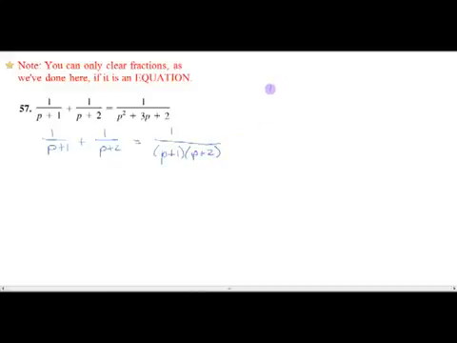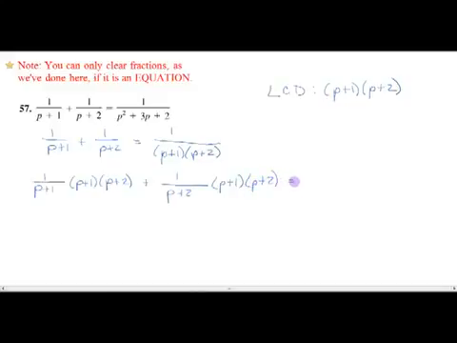It's plain to see here that the LCD will be p plus 1, p plus 2. Now I'm going to multiply each of those fractions by p plus 1, p plus 2. Let's get ready to cancel now. I'm able to cancel my p plus 1 over here, my p plus 2 here, and both p plus 1 and p plus 2 in the last fraction. Now I'll have just a p plus 2 here plus a p plus 1 equals 1.